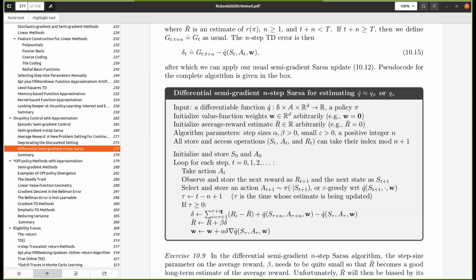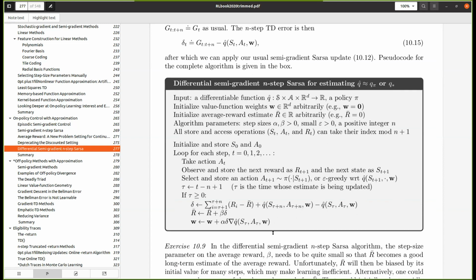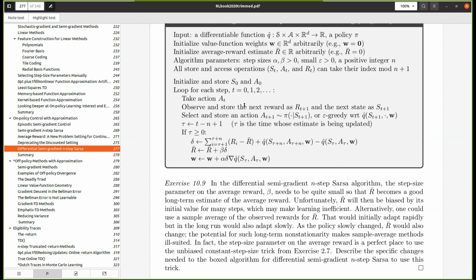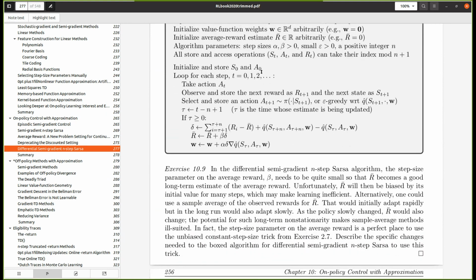And then we just have this sum of observed reward for the relevant time steps minus average reward. And again, we add the action value estimate for time step tau plus n, given some action we selected, and we subtract our current estimate for the updated state, the action value function. And again, we apply the same update rules to update our average reward estimate and the weights. So you can see that the changes are not that big actually in the average reward formulation. It's a surprisingly clean algorithm.